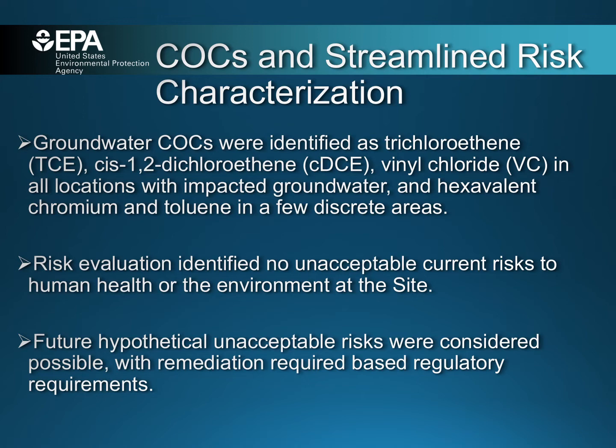There is no current completed pathway for vapor intrusion, also known as VI, since the facility has a subslab depressurization system, thus no unacceptable risk for VI. Future risk is evaluated to determine if there would be a potential for unacceptable risk if no action were taken. Because this has many assumptions, it could also be described as hypothetical.